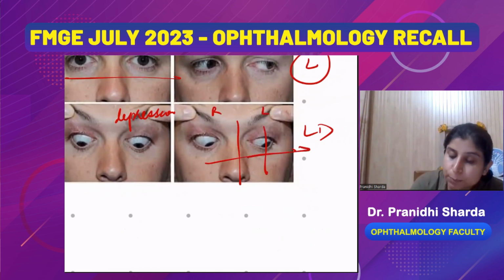His left eye is moving outwards and downwards. The muscle which acts in outward and downward movement is the recti muscle, and the depressor is the inferior rectus. So it will be the left inferior rectus.